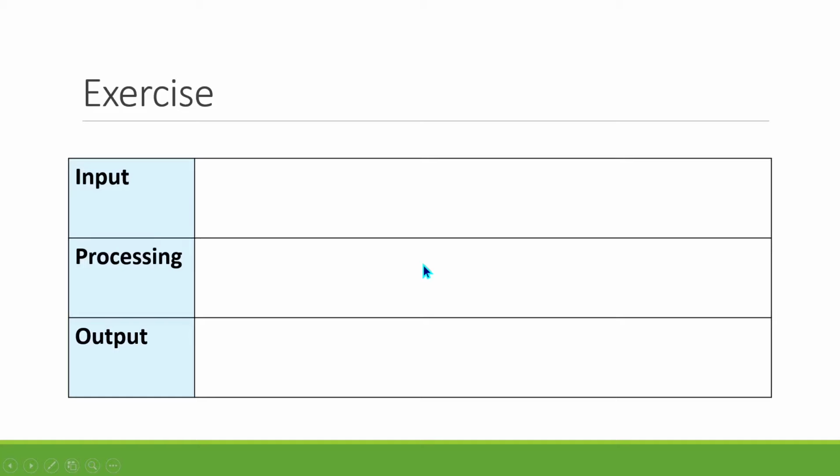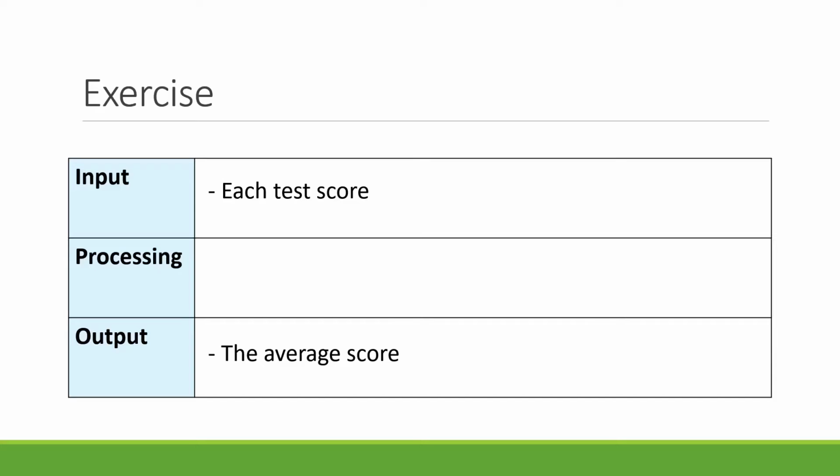So our IPO chart for this question, as usual, we start with the output. What's the output of this program? It's the average of all the scores that the user entered. What inputs do we need in order to calculate the average? We need every single test score that the user wants to use in their calculation. We don't need them to enter how many. I'll show you in the code when we write this program. We can figure that out ourselves fairly easily.